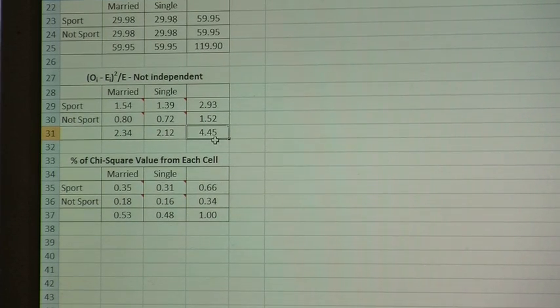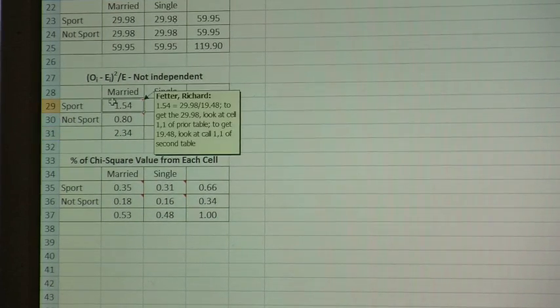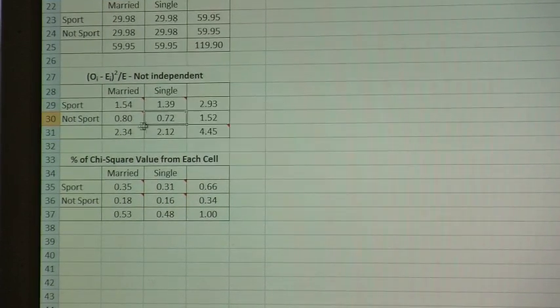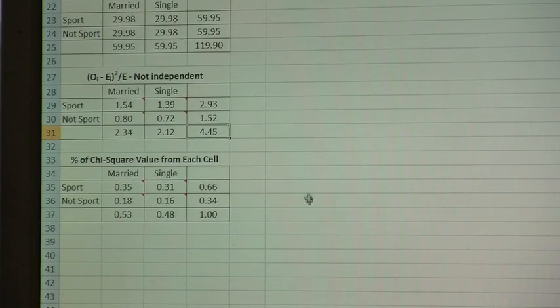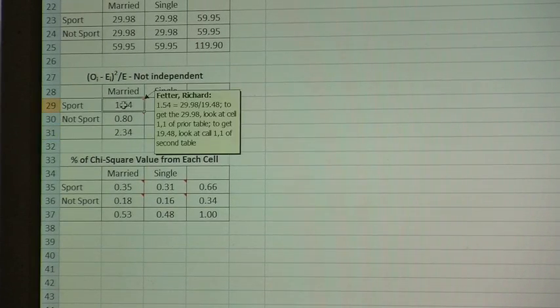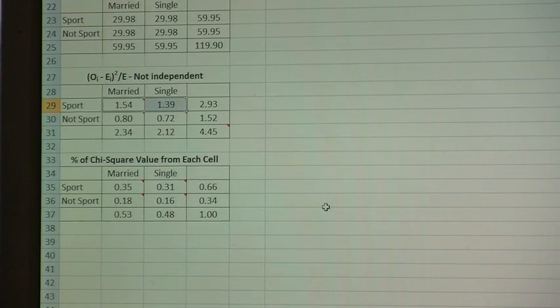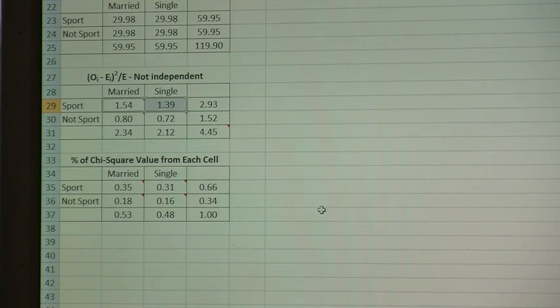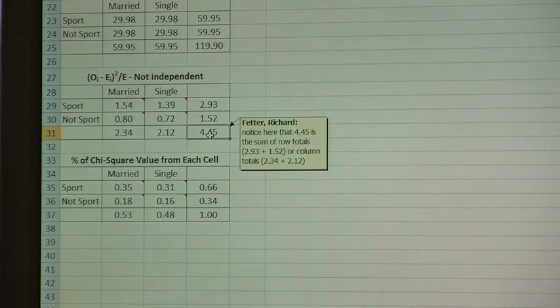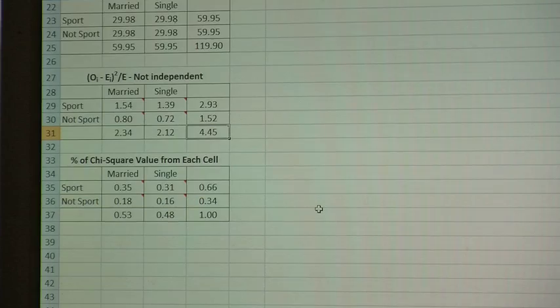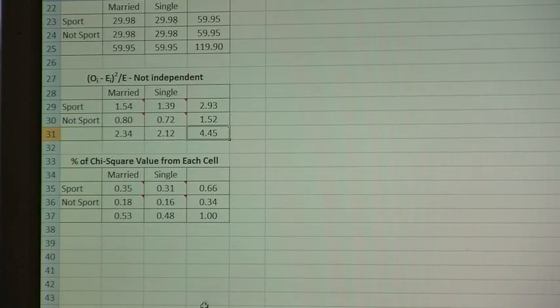So what you then can see is which cells contribute most or least to the 4.45. And what you see here is that of the four cells, cell 1,1 and cell 1,2 contribute more to creating the chi-square value than the other two cells. Okay? Thank you.